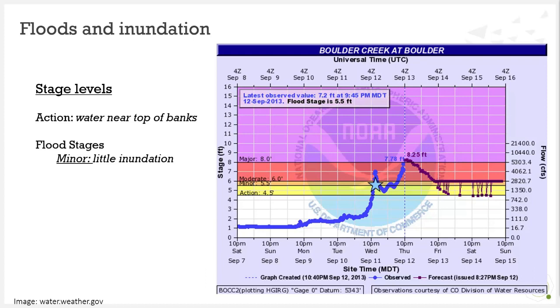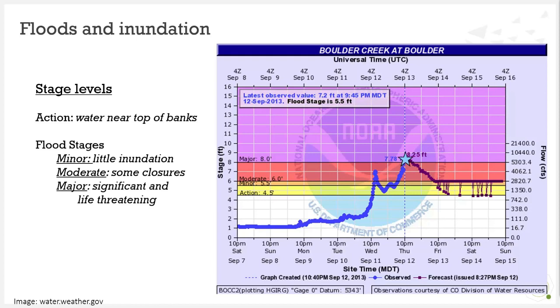Then the stream rose to a flood stage. At the minor flood stage, minor flooding and inundation occurs, and typically at this stage some roads and parks are covered with water. Inundation of buildings usually begins at the moderate stage. Roads are likely to be closed and some areas cut off in this period, and some evacuations may be necessary.